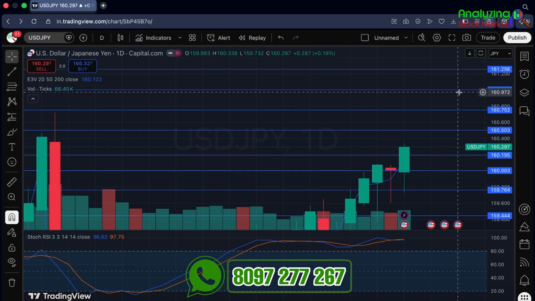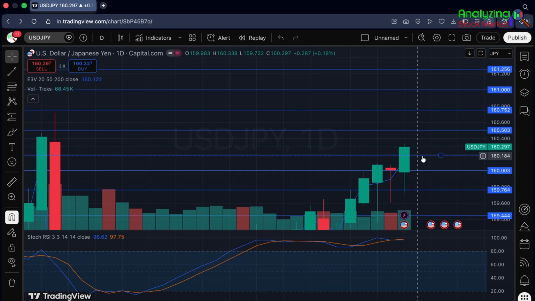So these are the important support and resistance zones which will help you take better stop loss and target levels according to your bias for this week. But remember, we should always look for a candle closing below these important levels.